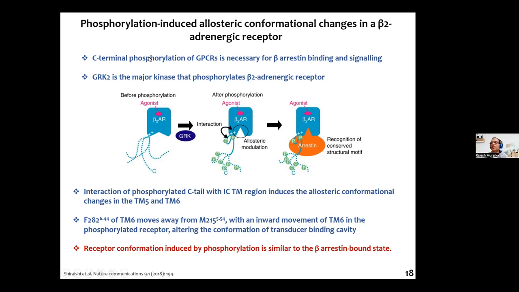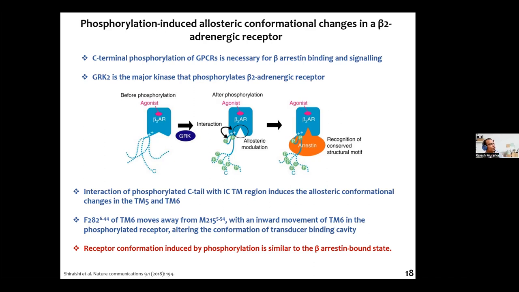There are two isoforms, beta-arrestin 1 and beta-arrestin 2. And these two isoforms of beta-arrestin bind to hundreds of GPCRs. So that means there must be some conserved structural element in GPCRs which allows arrestin to bind, because different GPCRs will have different sequences and different structures, right? But beta-arrestin 1 and beta-arrestin 2 are able to bind hundreds of GPCRs, and they initiate their downstream signaling cascade.